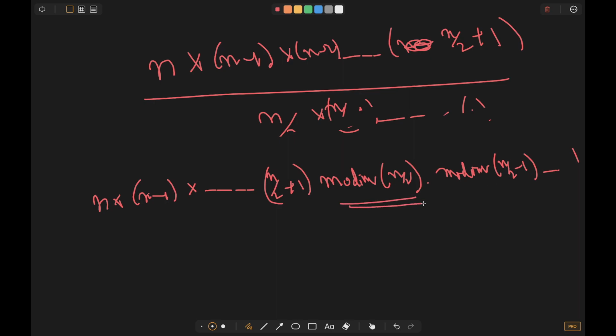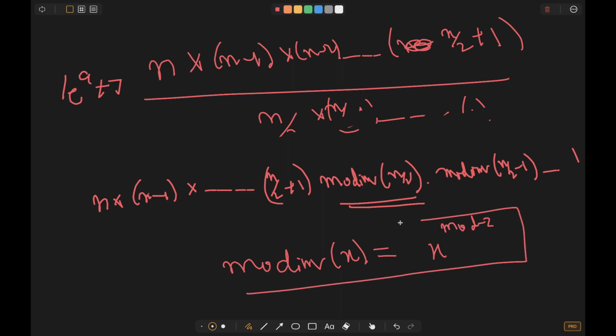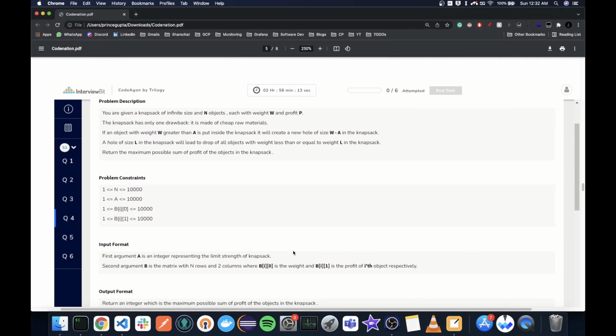And if you want to know how to calculate mod inverse, because the mod, which is 1e9 plus 7, is a prime number, mod inverse of x is equal to x to the power mod minus 2. This is Fermat's little theorem. You can study it anywhere on Google, but I would recommend CP algorithms. But because this is not a tutorial for that, I will skip over it.